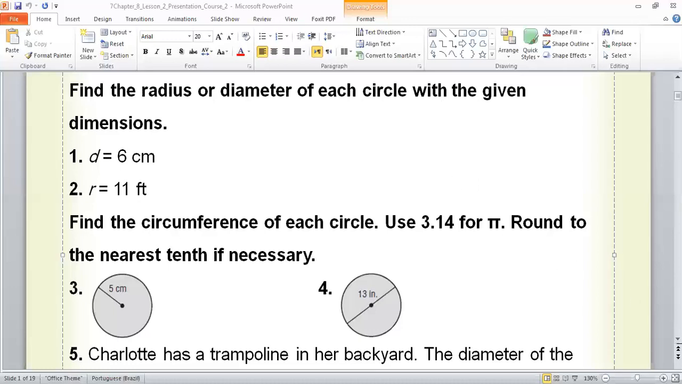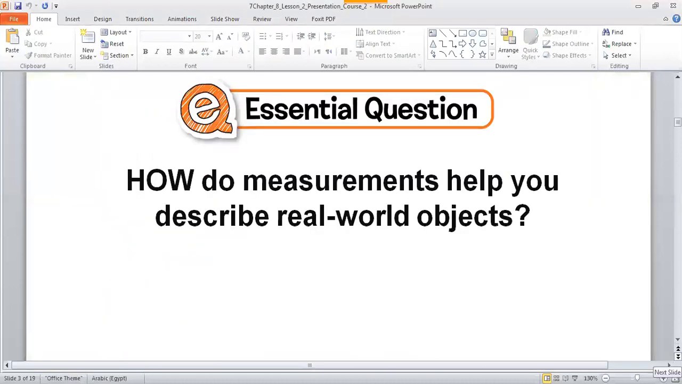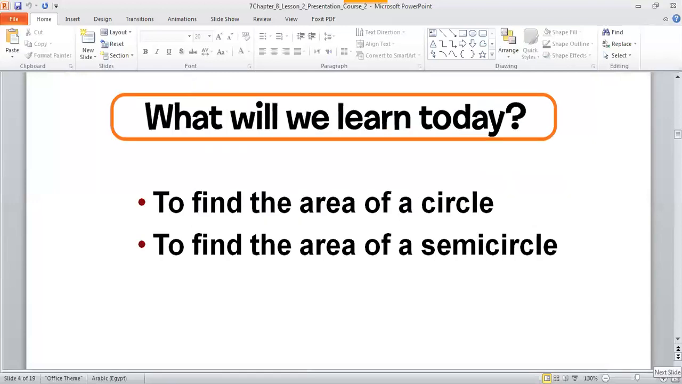Can we go to another slide? Read, please. Read the essential question. Essential question: How do measurements help you describe real world objects? Okay, so we need to know what geometry is, or the measurement of the geometry is helping us to find the real objects. Okay, number 2, what we need to learn today?